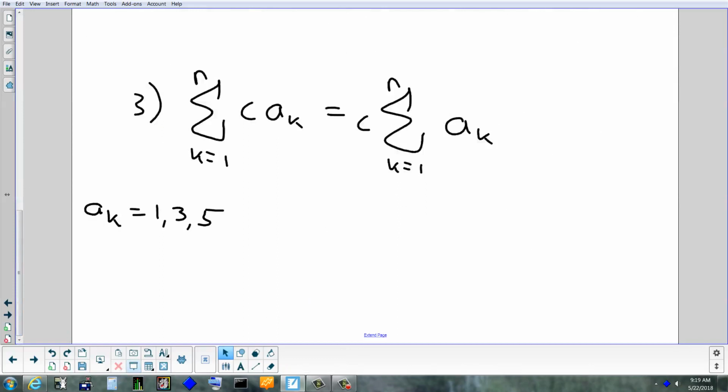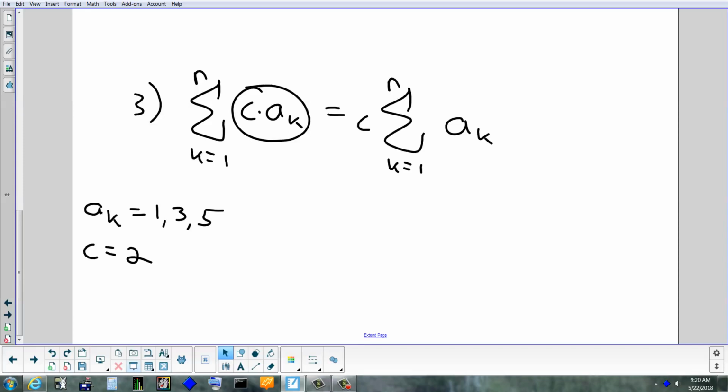All right, now I'm going to pick a constant. I'm going to let my constant be, it doesn't matter, I don't know, 2. So on the left, what it's saying to do is first do C times your constant. You're always going to do your multiplication. Think of it as a dot right there. Do multiplication before addition. All right.